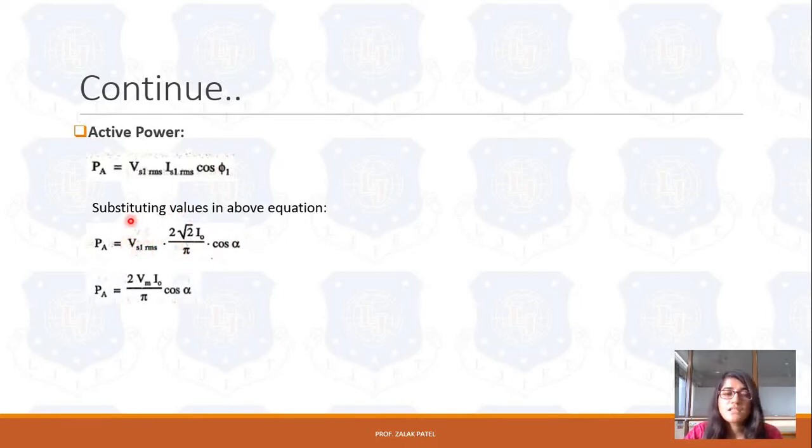So the final equation will be like this. Here again this is the RMS value. So RMS value of voltage can be written like Vm upon root 2, means maximum value upon root 2. We can also write down like this. So Vm upon root 2. So root 2 will be cancelled out and final will be 2 Vm I0 upon pi cos alpha. This is the final equation of active power.